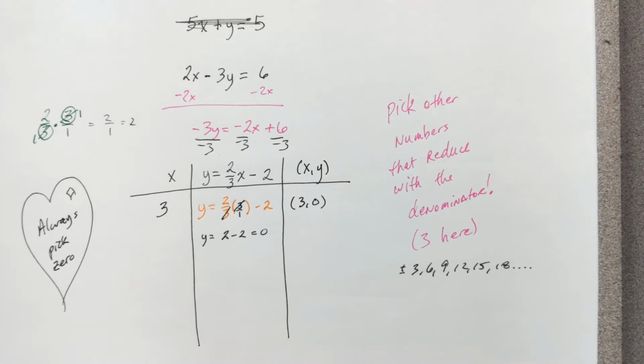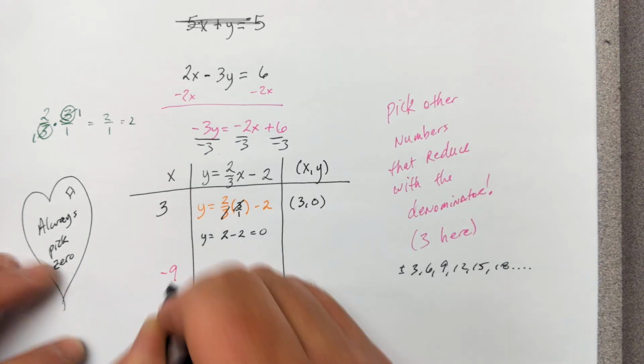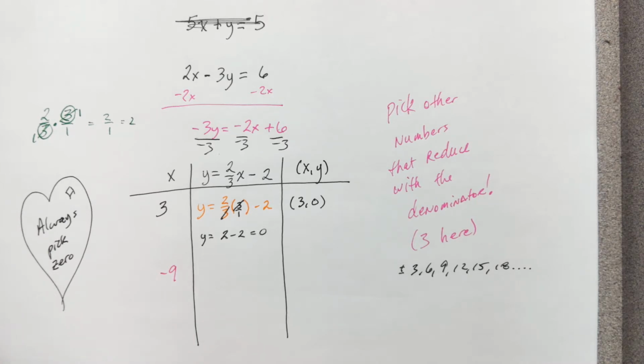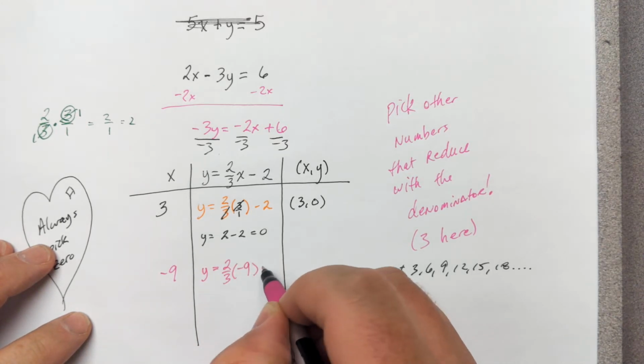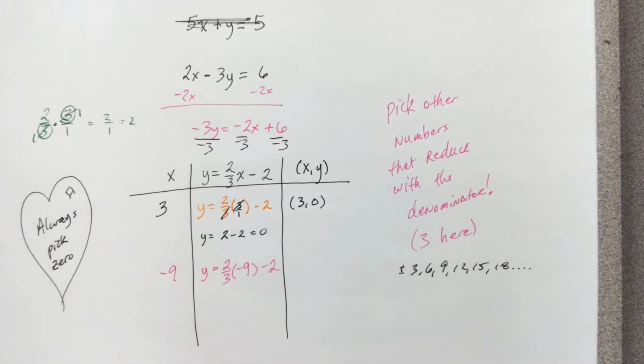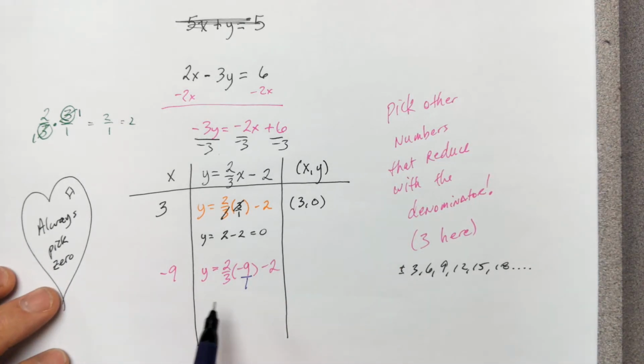Eileen, let's try another one. Let's try like a negative. Let's try negative 9. Okay? Ready? Negative 9. Well, we'll try 0 too. 0 is really easy. Let's try negative 9. So y equals 2 over 3 times negative 9 minus 2. So we got to put a 1 under it, right?